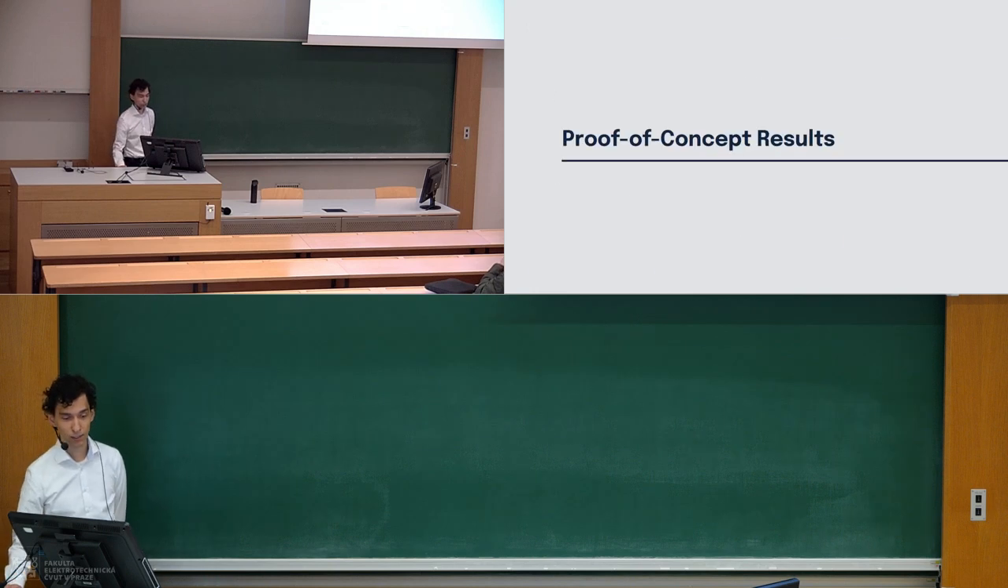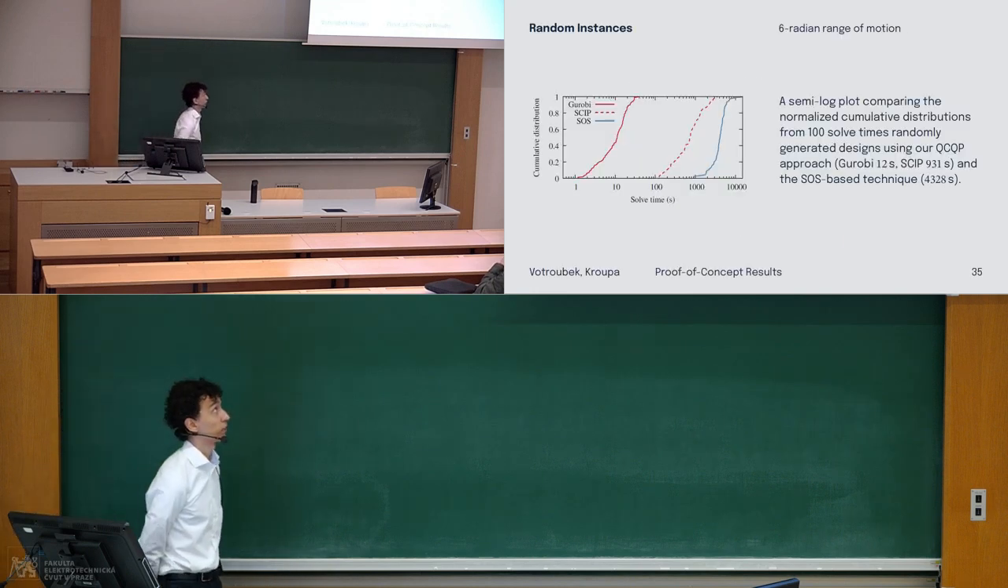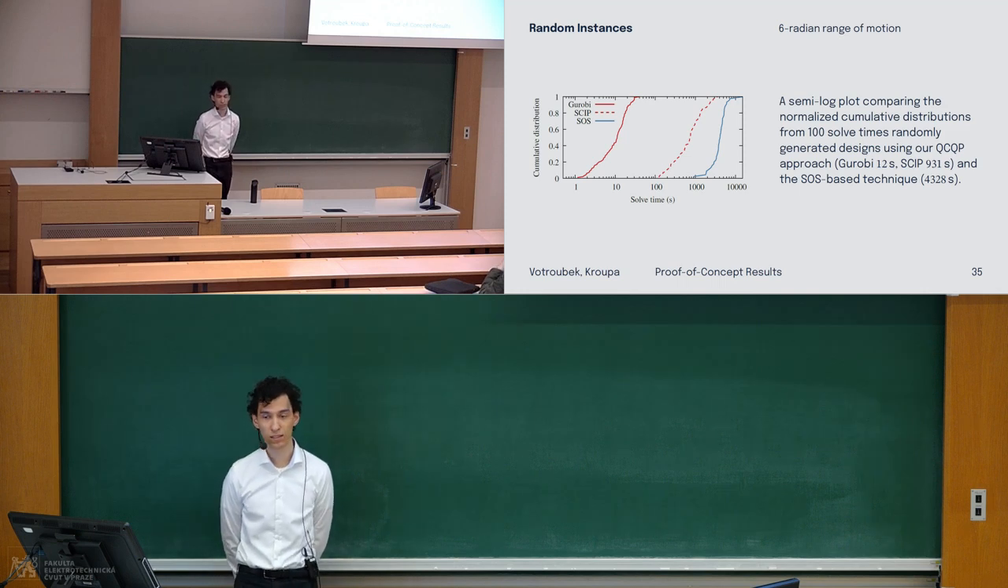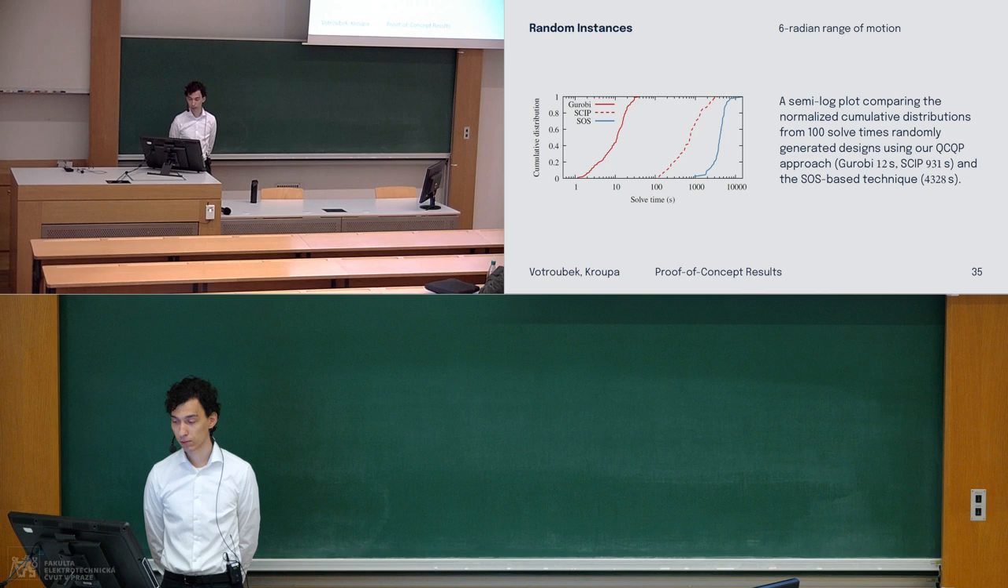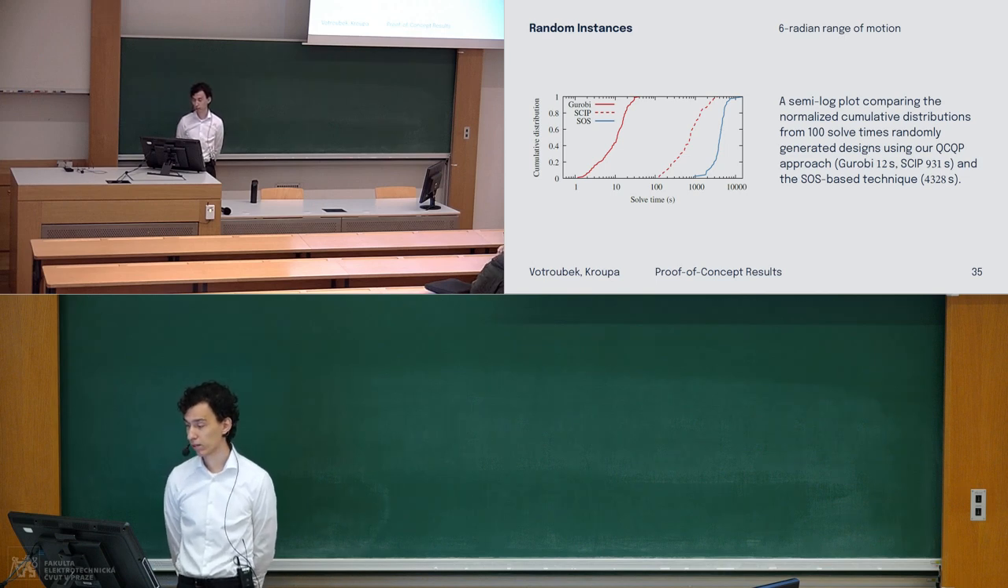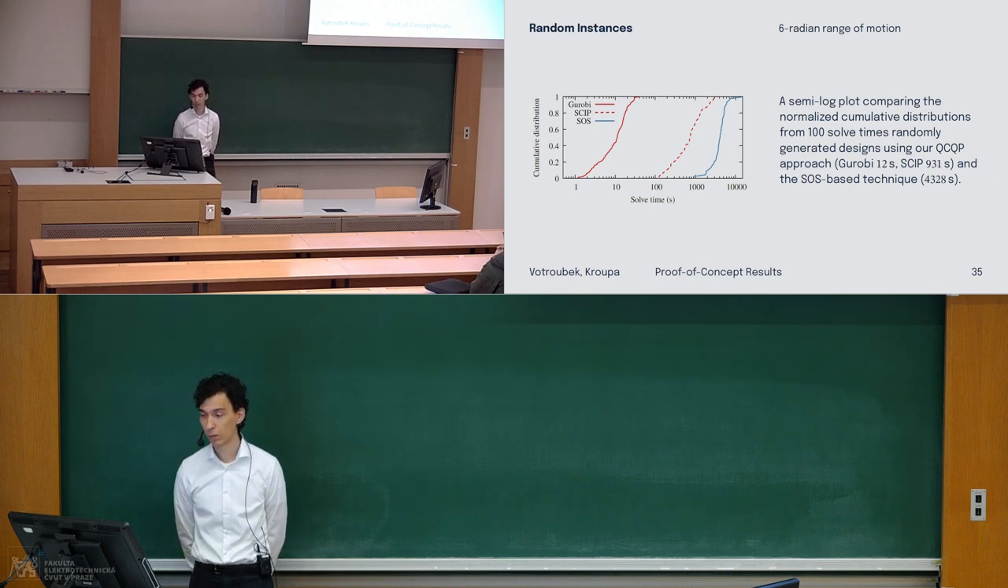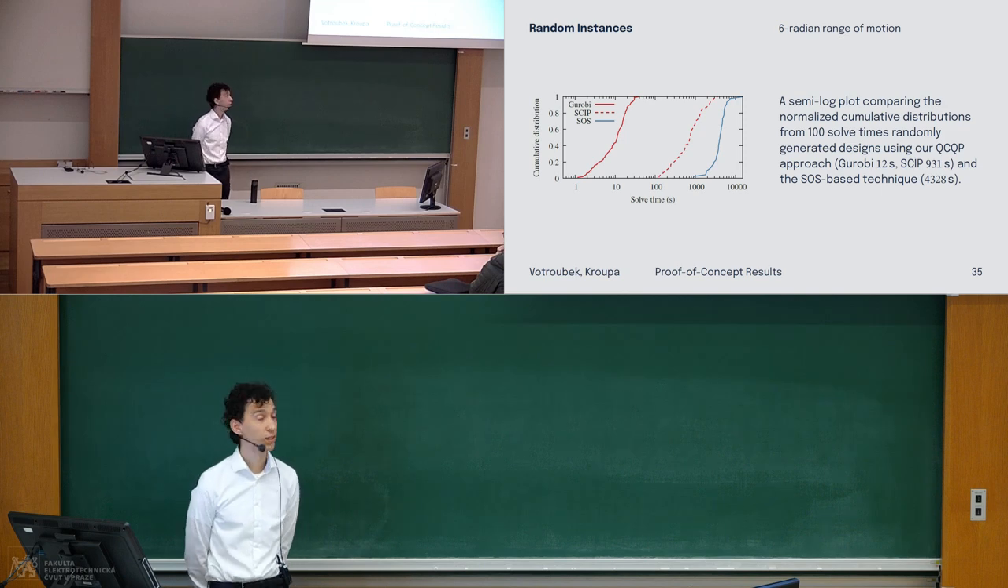And if we look at the results, if I compare it to the previous method, which is the sum of squares Lasserre hierarchy-based method, what used to take for the sum of squares, let's say an hour or 2 hours in their paper, we can now do in about 12 seconds.